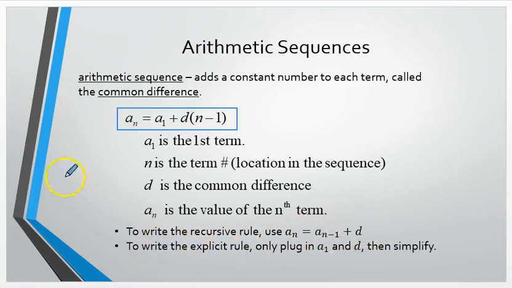For writing the explicit rule, which is given here, and based on the information you have for your sequence, I'm saying only plug in these two variables, a sub 1 and d. Everything else will be left as is. Don't plug in a number for n, and don't plug in a number for a sub n. We want to leave those as is. So plug in a sub 1 and d, and then do any simplifying you can if you can combine some like terms or compute some numbers in there.